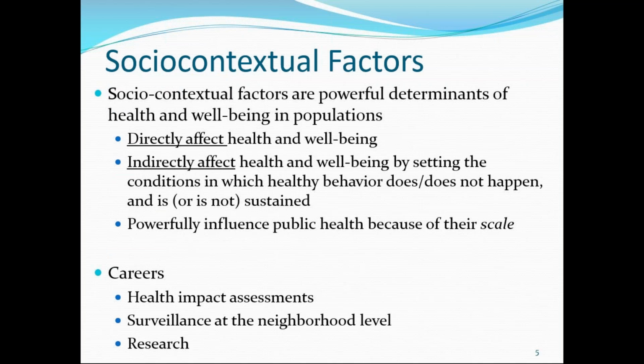Socio-contextual factors are powerful determinants of health and well-being in populations. They can directly affect health and well-being. One example of this is when a particular kind of policing tactic directly leads to higher rates of police brutality in communities. These factors can also indirectly affect health and well-being by setting the conditions in which healthy behavior does or does not happen, or is not sustained.